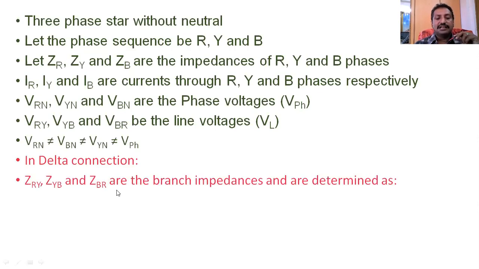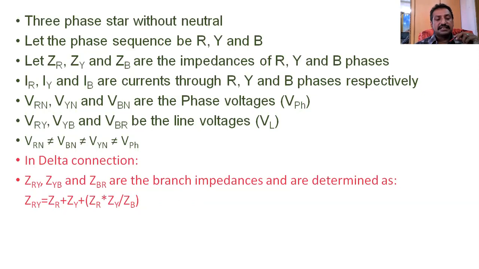ZRY, ZYB, ZBR are the branch impedances, and we want to get them from ZR, ZY and ZB. So star to delta we already learned in the earlier case. When we converted from star to delta, ZRY is equal to, the two legs that are connected, ZR plus ZY, plus the product of those divided by the element which is not connected. Already I explained the star to delta conversion in the first unit.